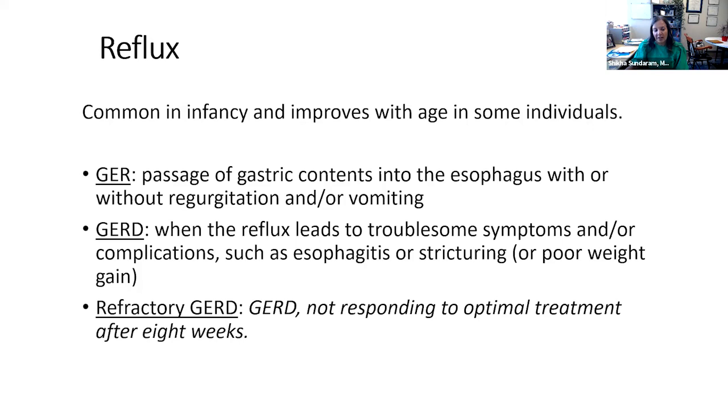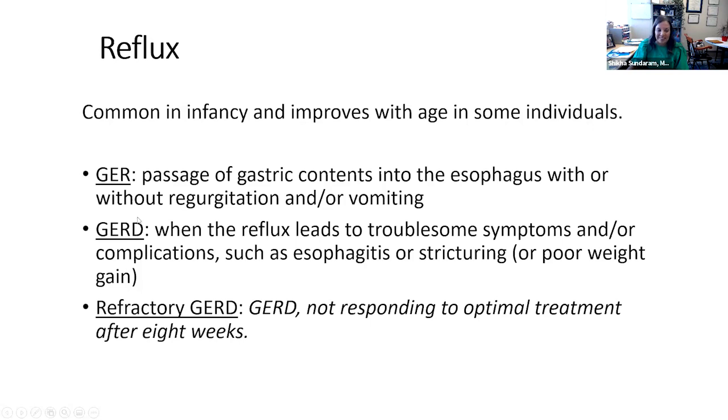One is just gastroesophageal reflux, and that is the passage of gastric or stomach contents into the esophagus with or without regurgitation or vomiting. So those gastric contents may come up into the esophagus, and they may or may not come all the way out, if you will.